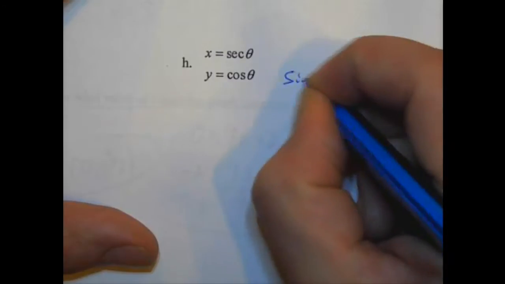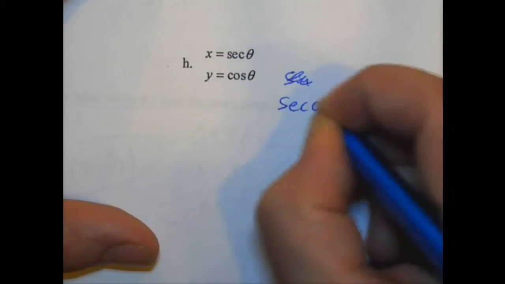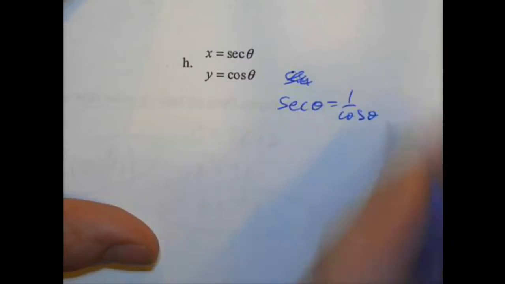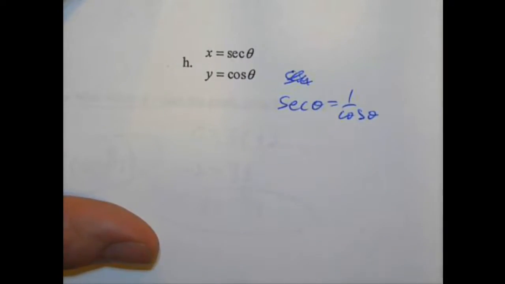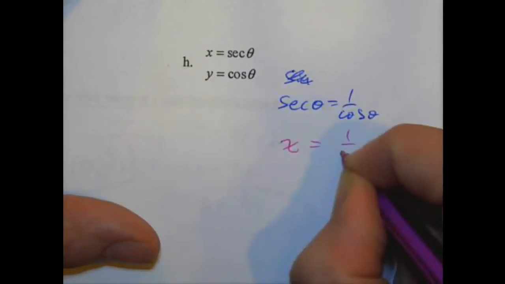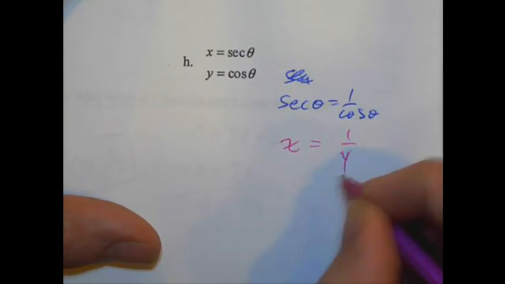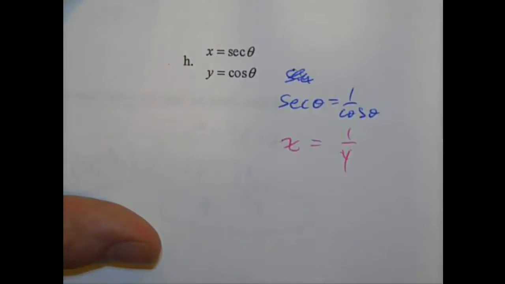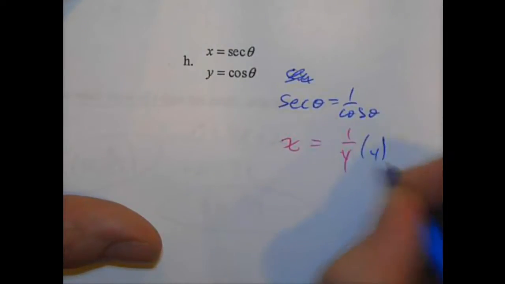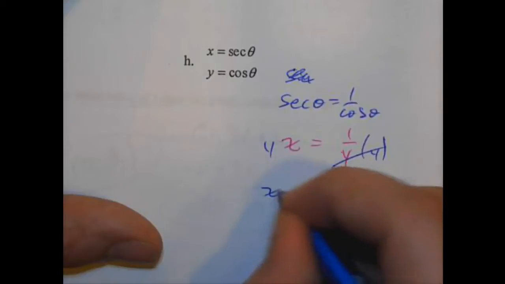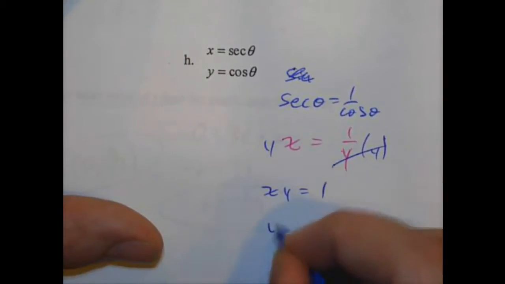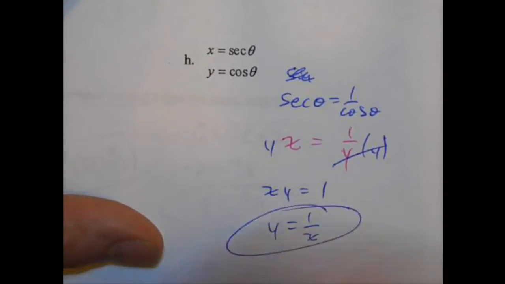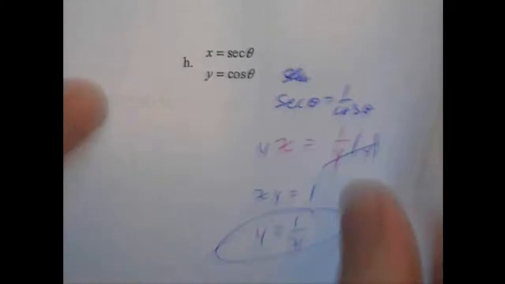So what I do is I know that secant is equal to 1 over cosine. So if I know that secant is x and cosine is y, then I have x equals 1 over y. And then to solve this for y, so that it'd be easier to graph if we wanted to, I can multiply by y on both sides. So I have xy equals 1, divide both sides by x, so I have y equals 1 over x. Hey-o, I've eliminated the parameter. All right, moving on. Doing good.